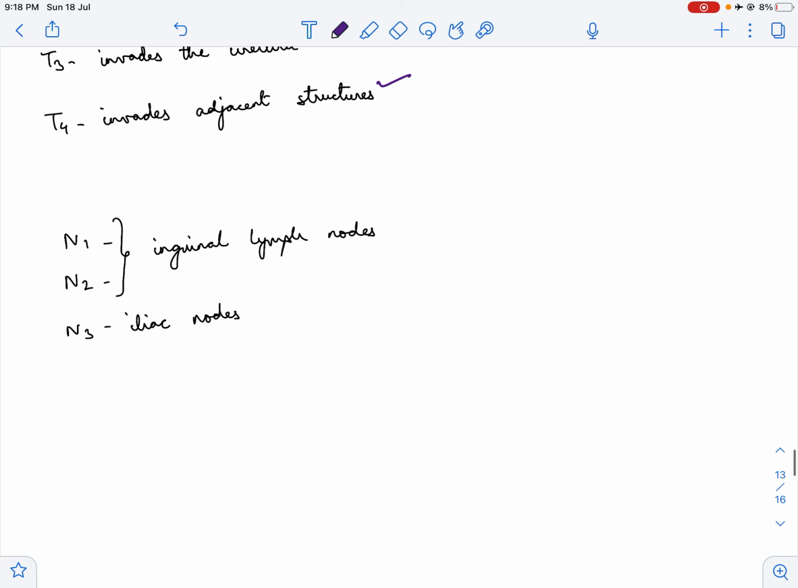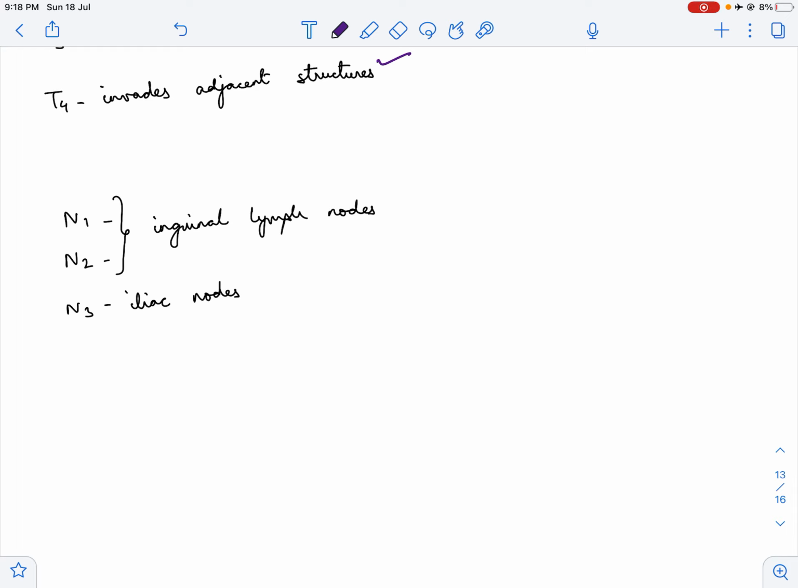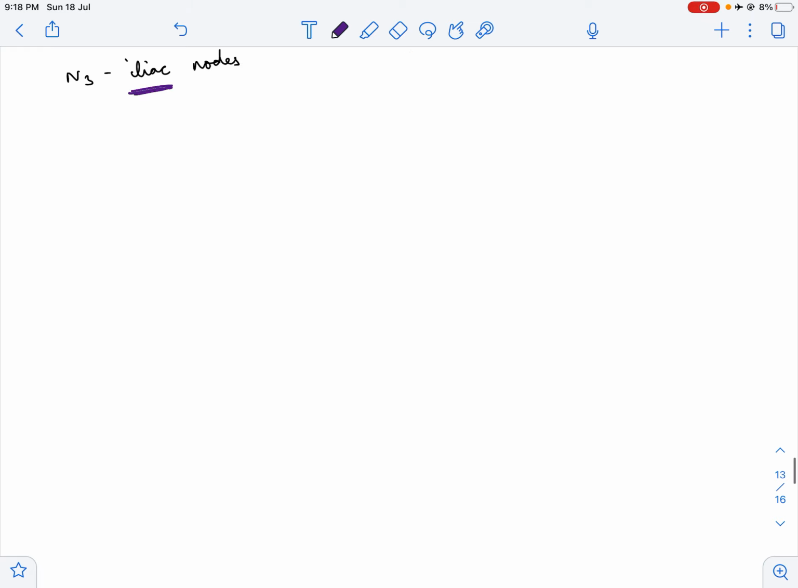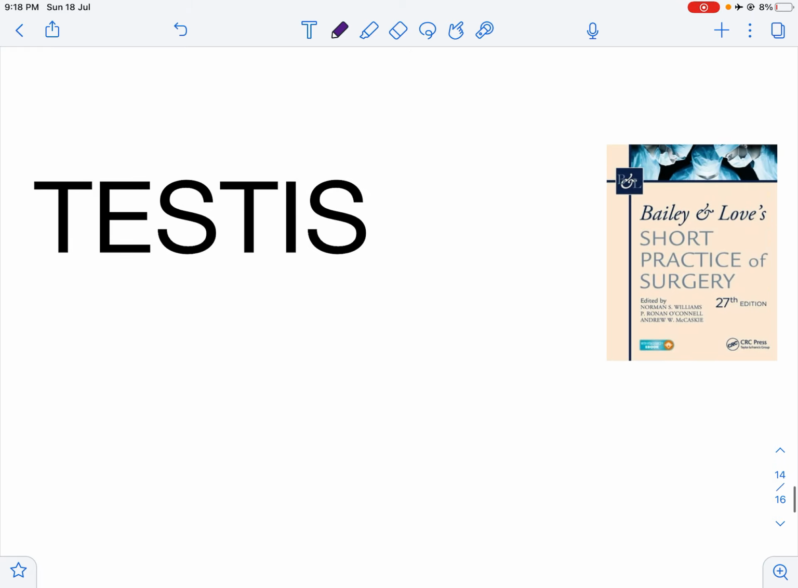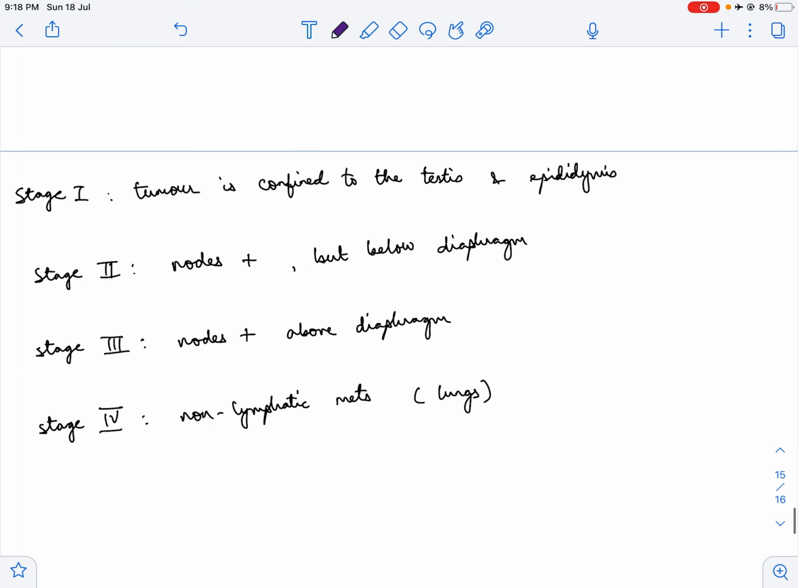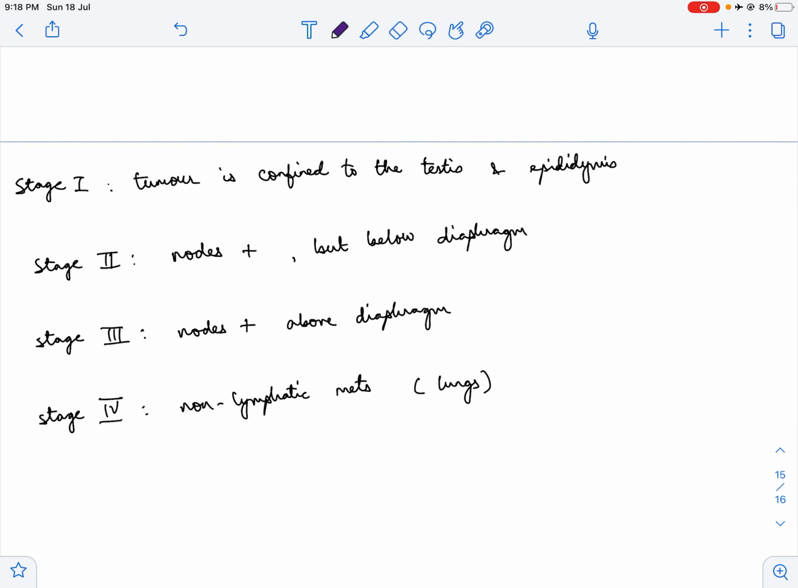The N staging is very simple. N1 and N2 means inguinal lymph nodes are involved. N3 is iliac nodes are involved. Carcinoma testis. Now this is an old staging which is given in Bailey and Love, and it is used in the management of CA testis.